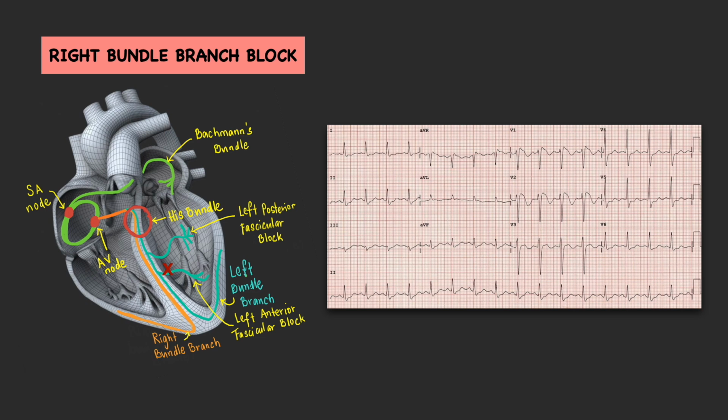Now, let's take a look at bundle branch blocks. In the right bundle branch block or RBBB, the high yield fact to remember is that QRS complexes in the right-sided chest leads, which are V1, V2, and V3, show an RSR configuration. This means a pronounced R wave followed by a deep S wave and then another R wave. This gives the QRS complex the appearance of rabbit ears or the capital letter M. To remember this, think RBBB equals rabbit ears in the right-sided chest leads.